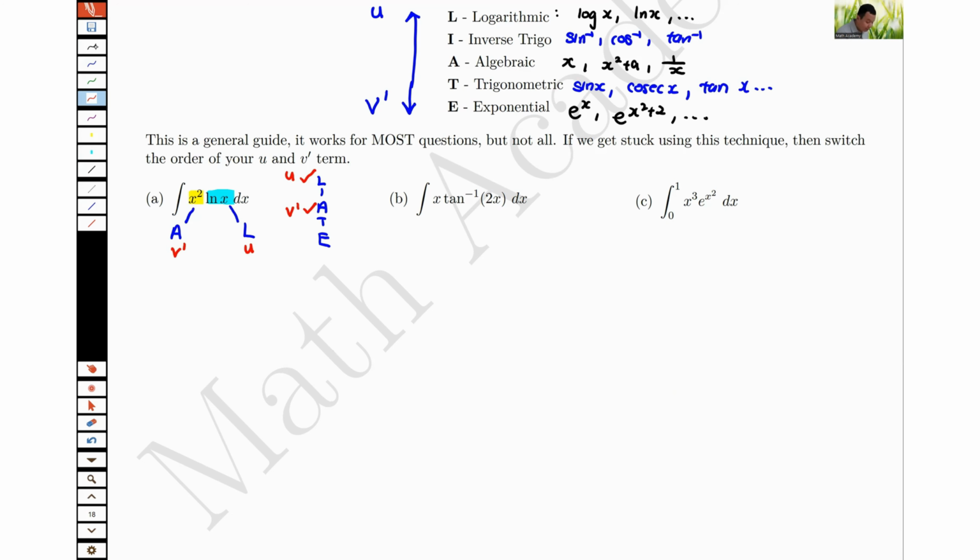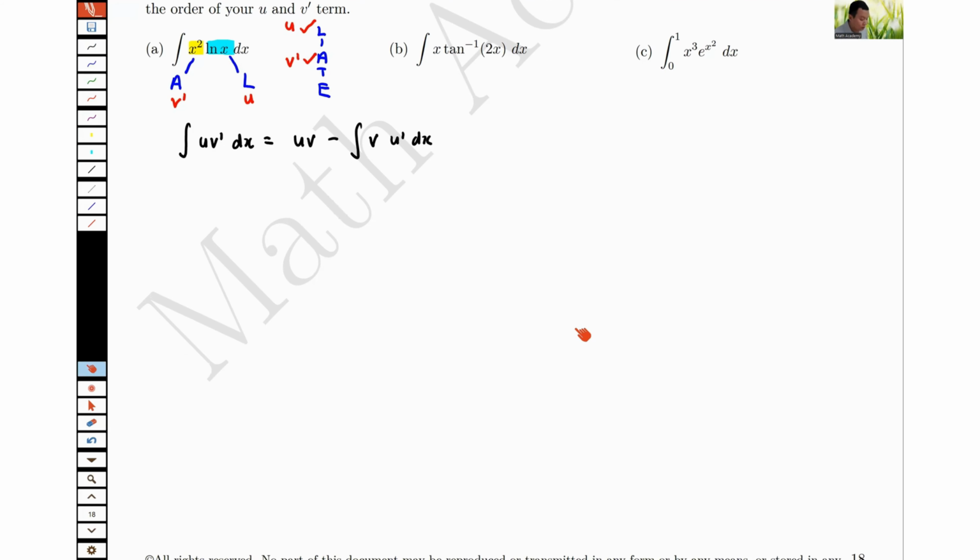I write in the formula for integration by parts. You can also copy down so that we are clear what we are trying to do. You think of it as the formula is UV prime. You will get UV minus V U prime. So let's start the question. Can I rearrange into UV prime so that you are also clear? So it's ln x, x squared. This is my U, this is my V prime.